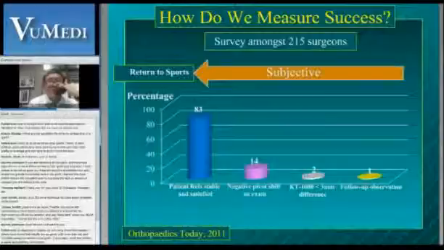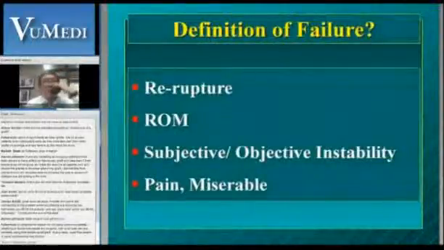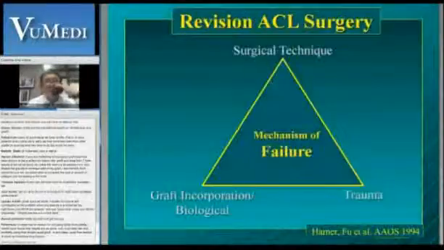But if you want to look at it more objectively with 3D, MRI, CAT scan, biomarkers, things like that, you will find much more failure than you think. So definition of failure: rupture, range of motion, instability, pain, miserable. So these are the triangle we talked about years ago: technique, biological, trauma, and this patient shows it.